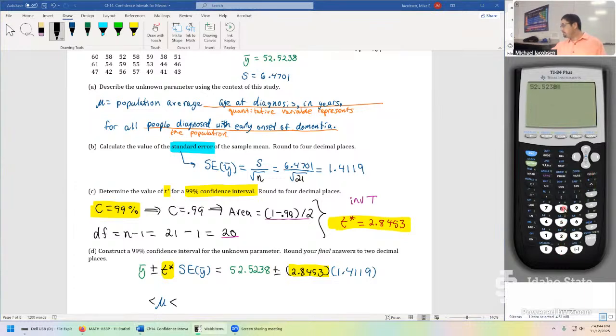52.5238. Do the lower value minus 2.8453 times 1.4119. And there it is for the lower bound. We're rounding these values to 2 decimal places. And recall that these data were age in years at diagnosis. That's what our sample mean and sample standard deviation actually represents. So let's put that in our answer as part of the units. 48.51 years.